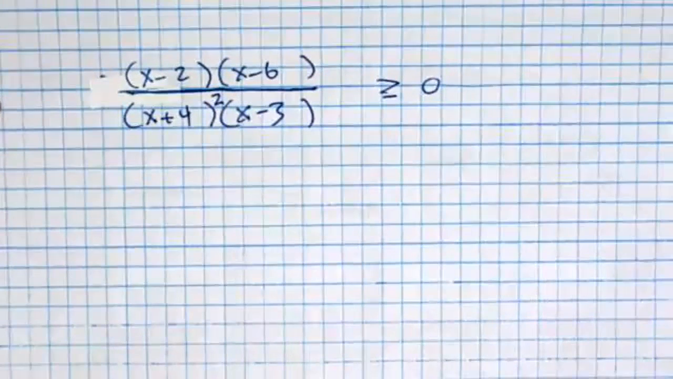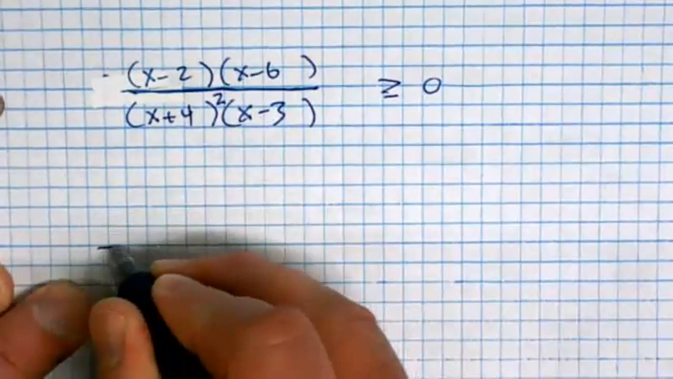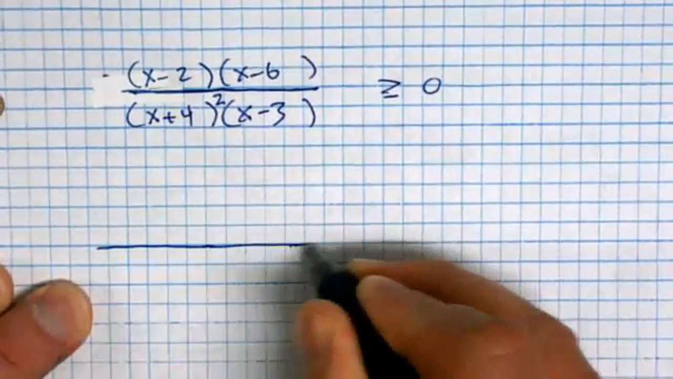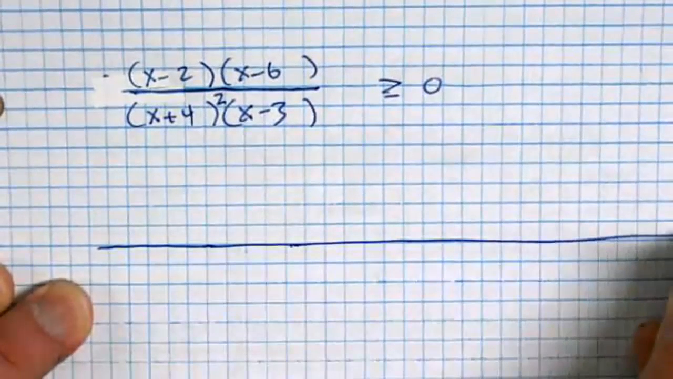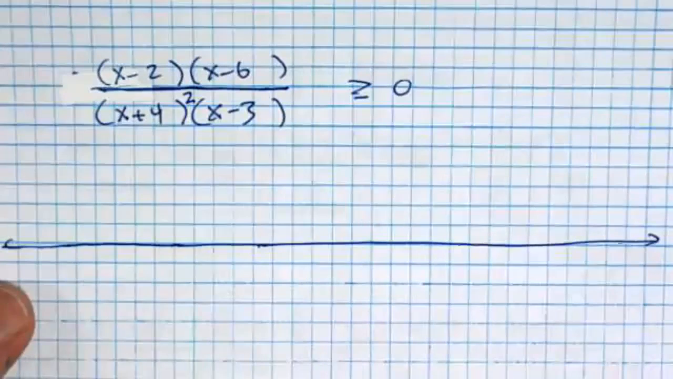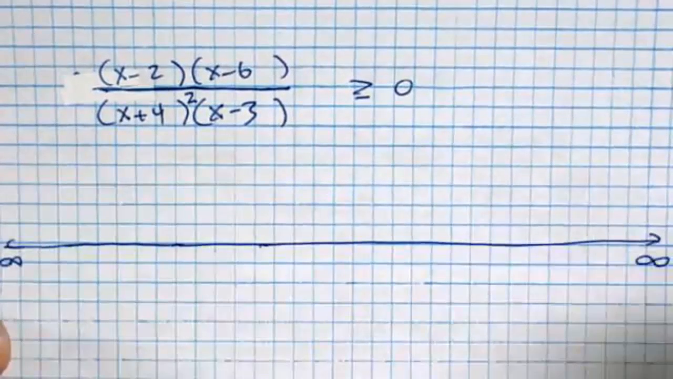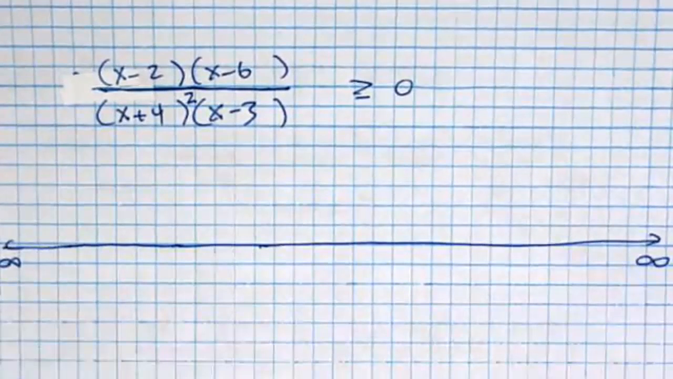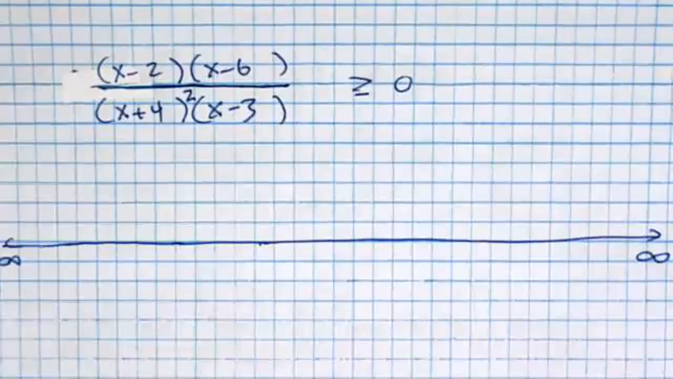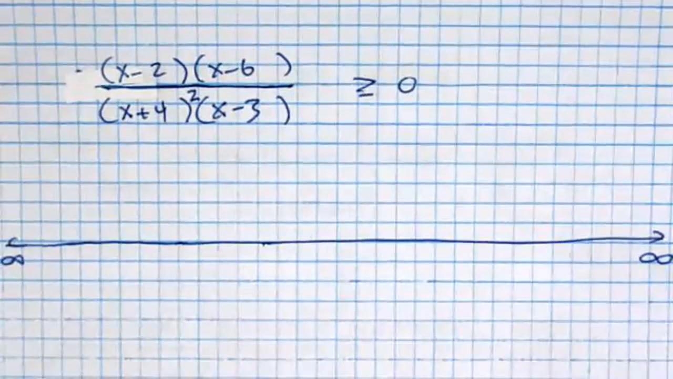So we're going to have our key points, and we'll go ahead and draw our number line here. I'm leaving some space above it because we're going to need lots of pluses and minuses again. I'm going negative infinity to infinity. How many key values are we going to want on our number line this time? I'm going to say we're going to need 4, one for each of these factors.